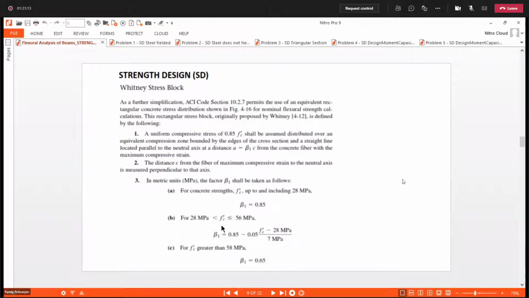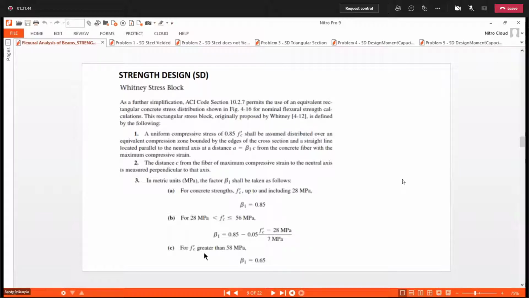Now, if your F prime C is greater than 28 and it is equal or less than 56 megapascal, you solve your beta 1 using this formula. Itong formulang to in SI or metric system na. Meron kasing equivalent na English. So hindi ganito, ha? So this is for SI units.